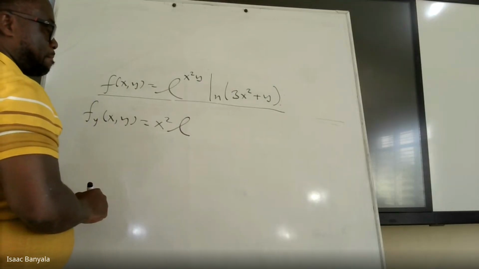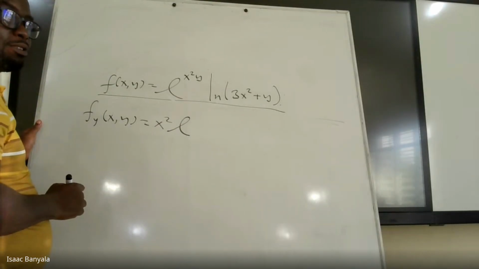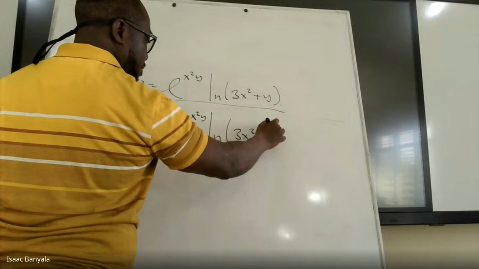Sir, x squared e exponent x squared y. Partially, x squared y ln into bracket 3x squared plus y, plus e exponent x squared y all over 3x squared plus y.